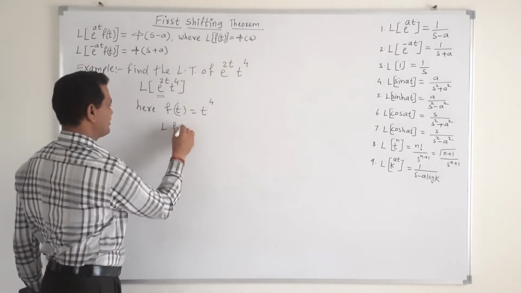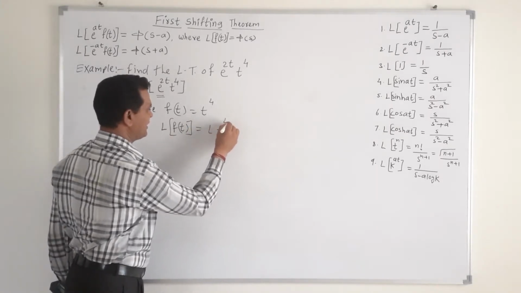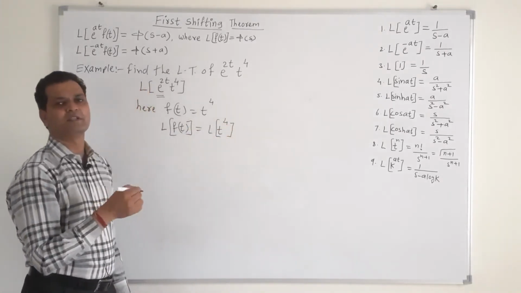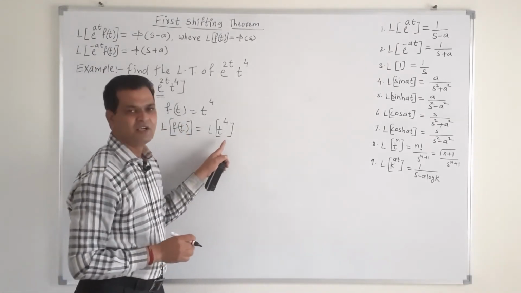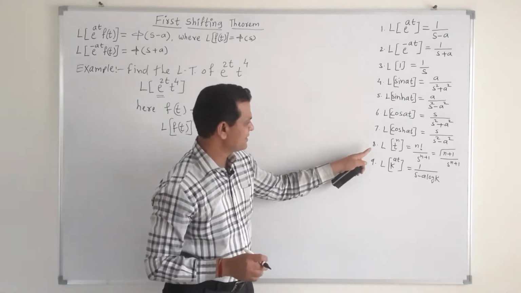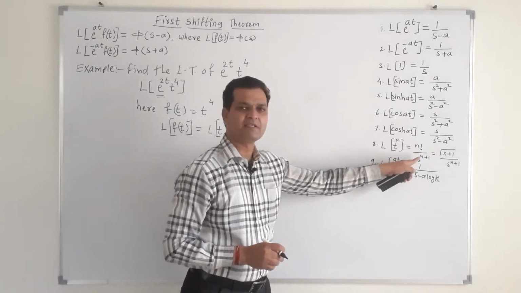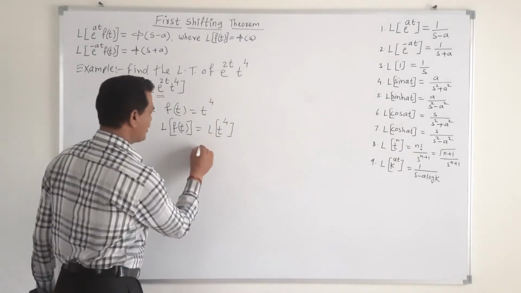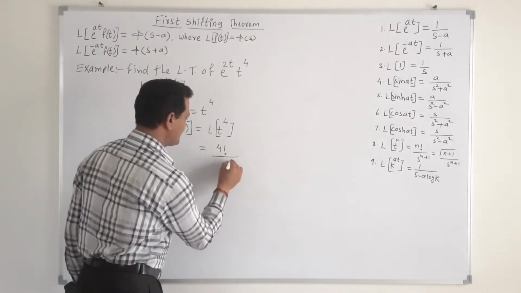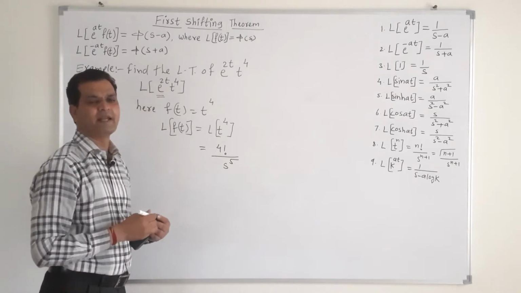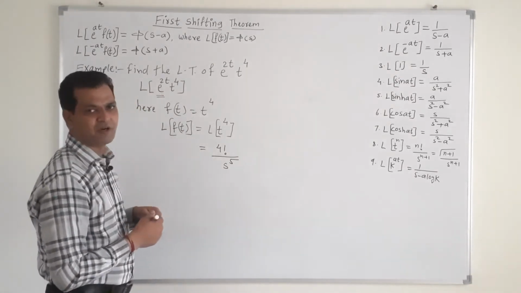So the Laplace transformation of f of t is equal to the Laplace transformation of t raised to 4. Now let's find this Laplace transformation. We know this is in our standard formula. The standard formula says that the Laplace transformation of t raised to n is equal to n factorial upon s raised to n plus 1. So according to this formula, we can write this as 4 factorial upon s raised to 4 plus 1, which is s raised to 5. So this is the value of the Laplace transformation of f of t.